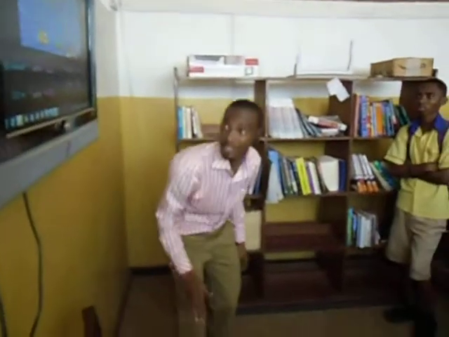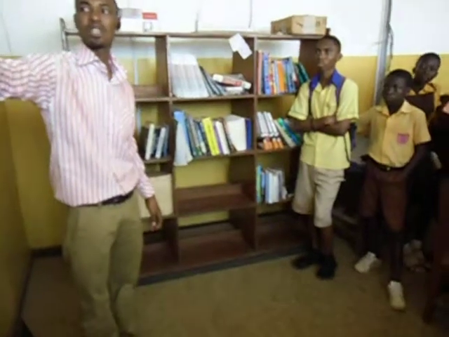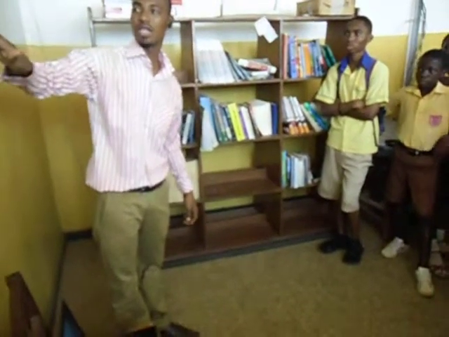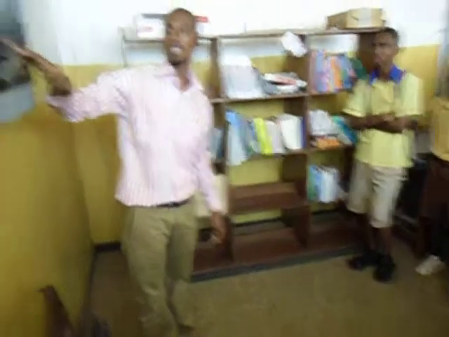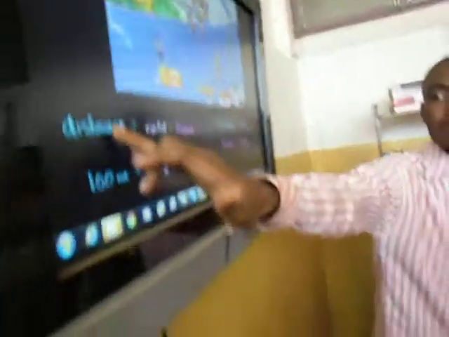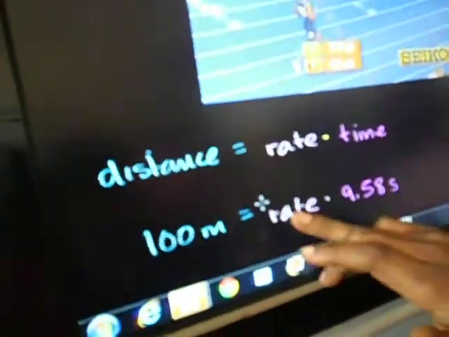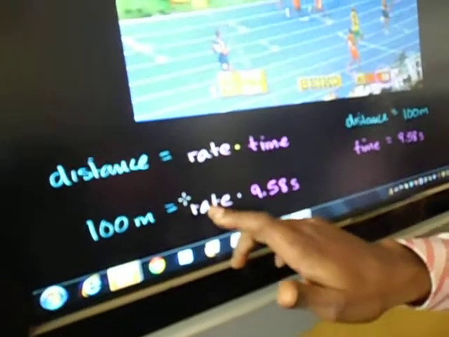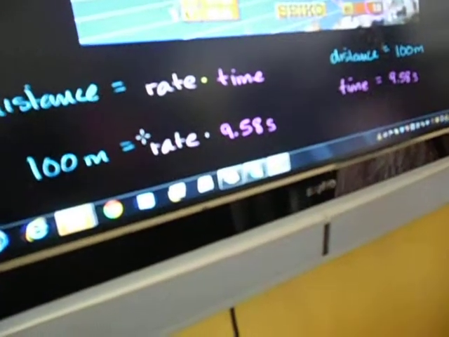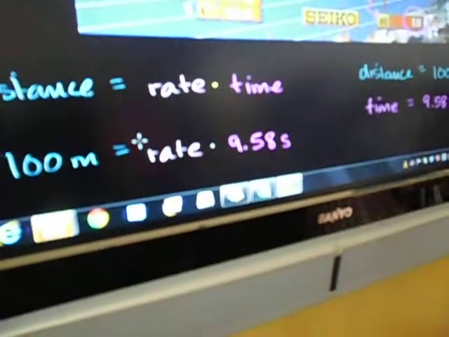So this time you can see that from here the distance is equal to rate times time, isn't it? And you know the distance to be 100 meters. You know the time to be 9.58 seconds, isn't it? But you don't know the rate. So what you do is that this time you replace the distance with what you already know, which is 100 meters. Then rate will still remain because you don't know it yet. Then the time is also known, so you replace the time with its known value, isn't it? Then the explanation will continue from there.